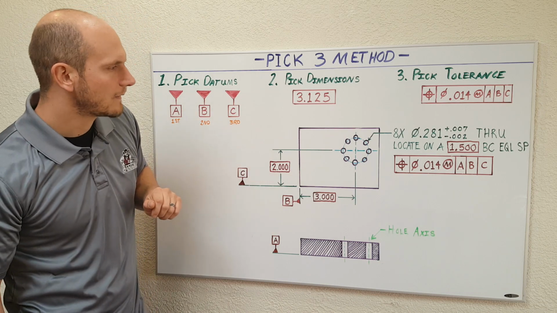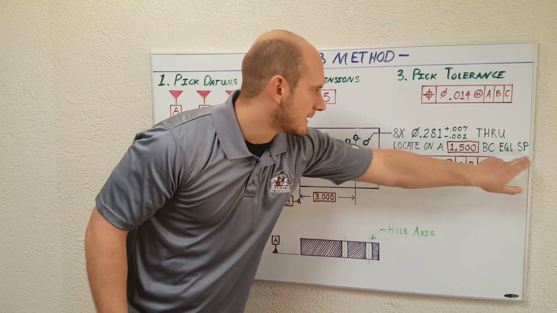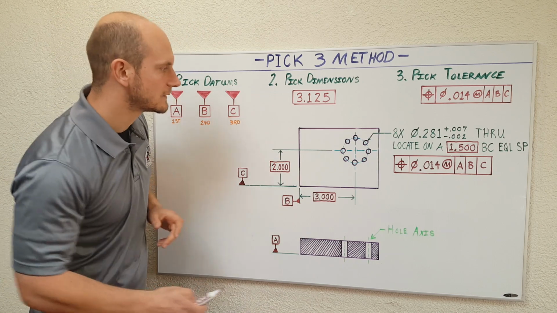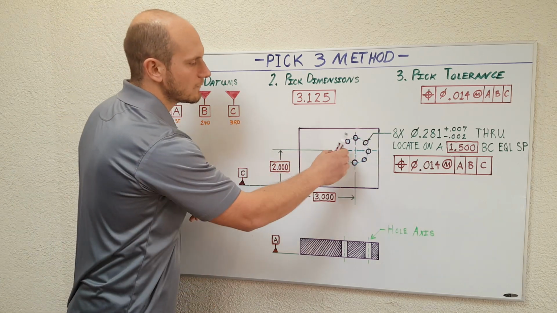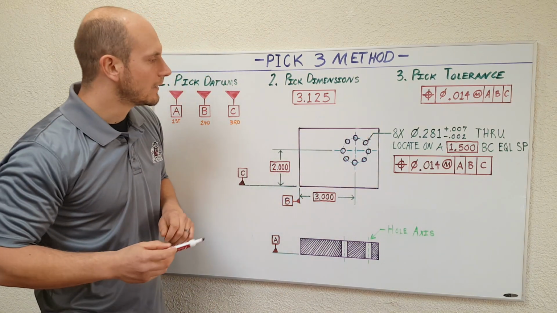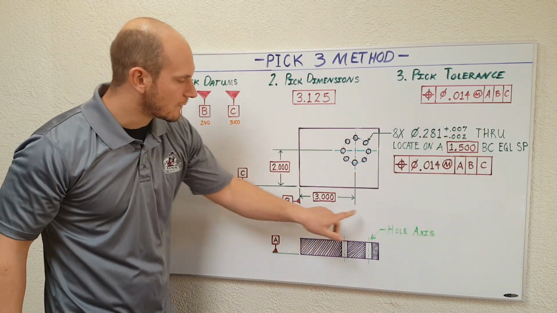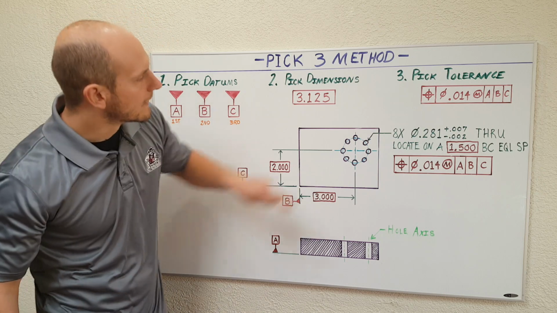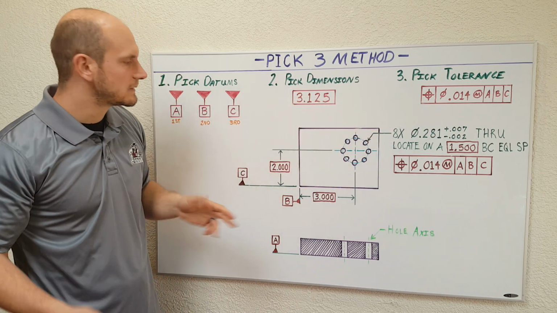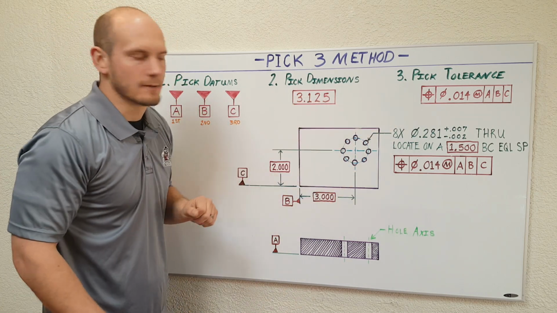The other thing I've included in that call out is EQL SP. And I'm just telling the machinist, I want these holes to be located equal spacing between all of them around that pattern. The other thing though, I'm telling the machinist that I want these holes drilled all the way through the plate. The last thing, 8X, I'm telling the machinist there are 8 holes in this pattern.